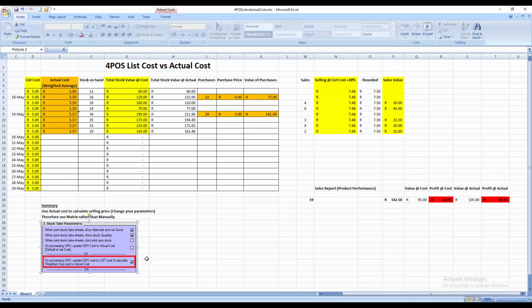In other words, this is the default. The default says on processing GRV, update the GRV cost, in other words, the price that I'm paying, to the list price, and calculate the weighted average to the actual cost. In other words, put that cost into my list cost for me. Okay, and then you can calculate your weighted average, in other words, your 557 in our example here, and put that into the actual cost. Now we know that the list cost in this example would be the last price that I paid. Okay, which means that my profit percentages down here will be a lot more accurate.